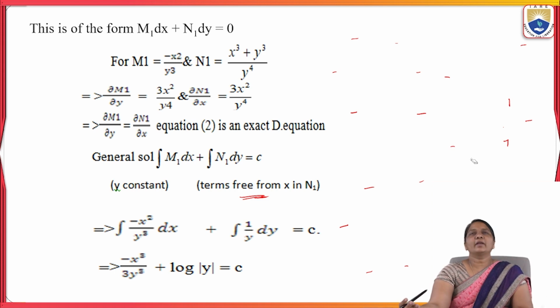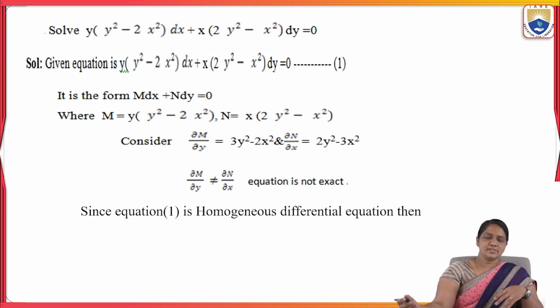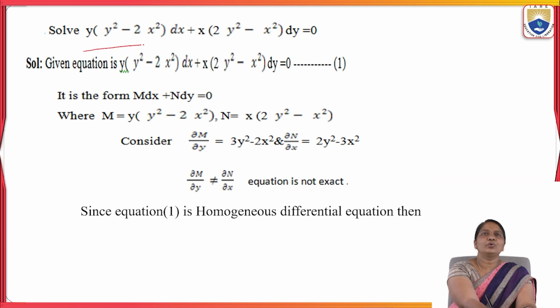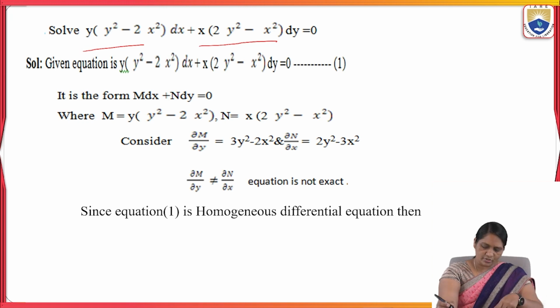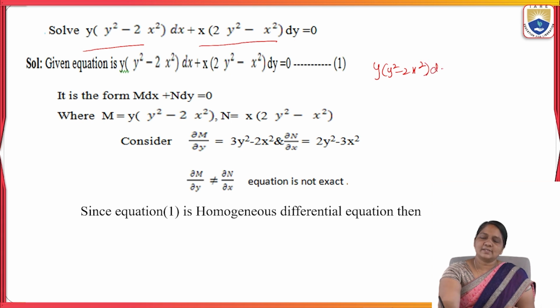So to get better clarity about these problems, I am going to explain one more example here. See this: solve y into (y square minus 2x square) dx plus x into (2y square minus x square) dy equal to 0.